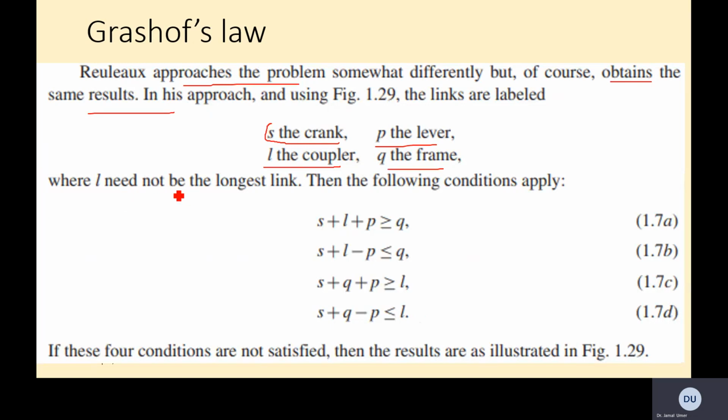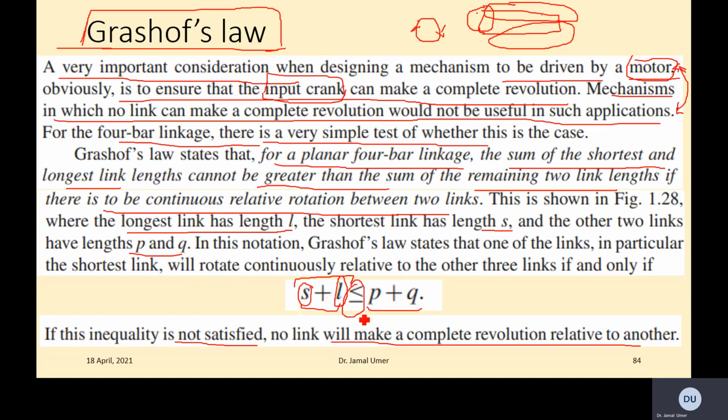Where L need not be the longest link, the following conditions apply. Basically, four different combinations are given. You can bring one of P or Q to the other side. So you bring P on one side, and you get S plus L plus P greater than Q, S plus L minus P less than Q, S plus P plus Q greater than L, and so on. These are different possible variations of this equation.